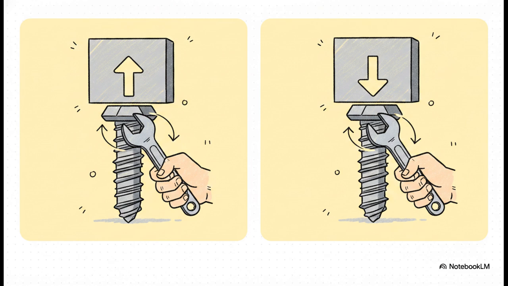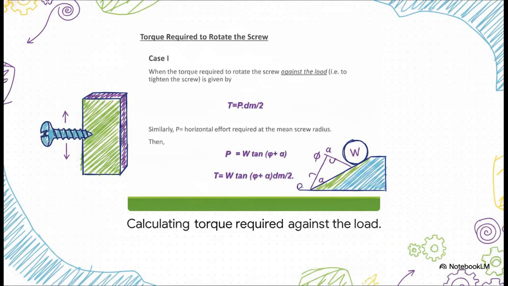For an engineer calculating the forces needed to move a screw, there are two primary scenarios. Case 1 is when you're rotating the screw against the load, so tightening the screw or using a jack to lift a weight. Case 2 is when you are moving the screw in the exact same direction as the load, meaning you're loosening it or lowering that heavy weight. Let's start with Case 1, rotating against the load.